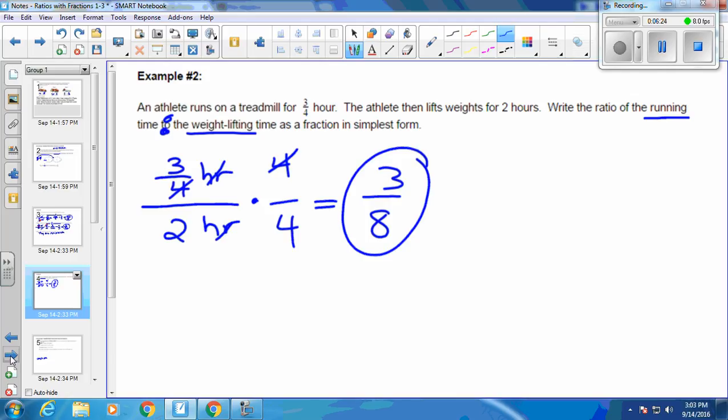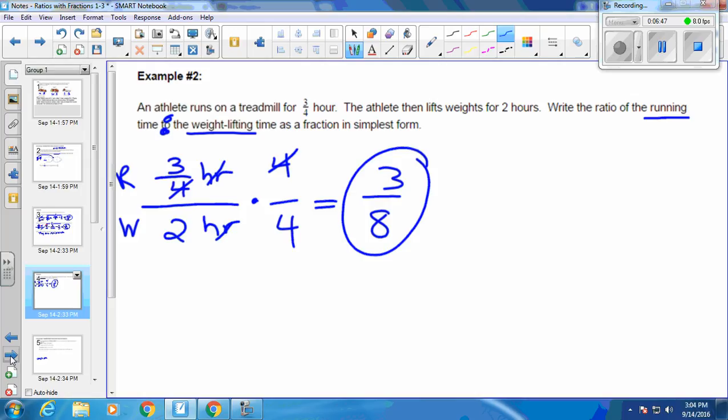Here's the answer that I got. If I'm comparing running to weightlifting, I need the running in the numerator, the weightlifting in the denominator. 3/4 of an hour divided by 2 hours. I'm multiplying by the 4, which is the denominator, to end up with an answer of 3/8.